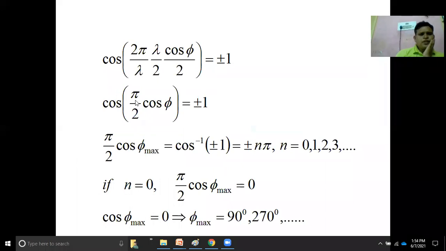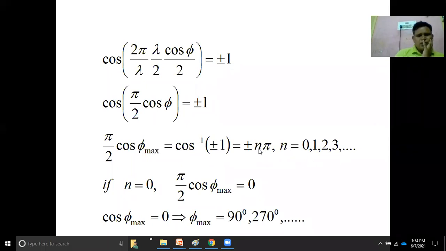Now this is equal to cos(pi/2 cos phi), this is equal to plus or minus 1. Therefore, pi/2 cos phi is equal to cos inverse of plus or minus 1. The cosine becomes plus or minus 1 at plus or minus n pi. Okay, what is n? n is equal to 0, 1, 2, 3.